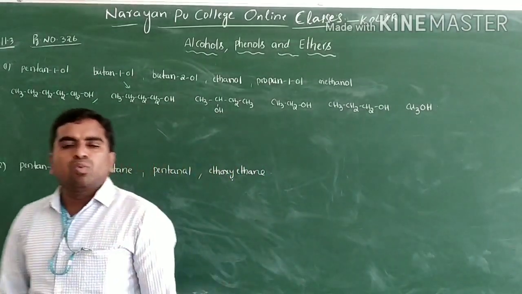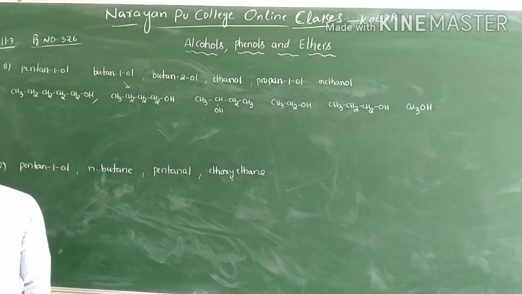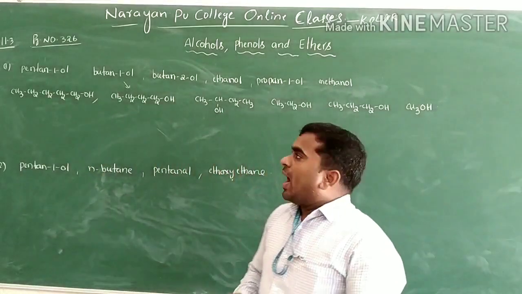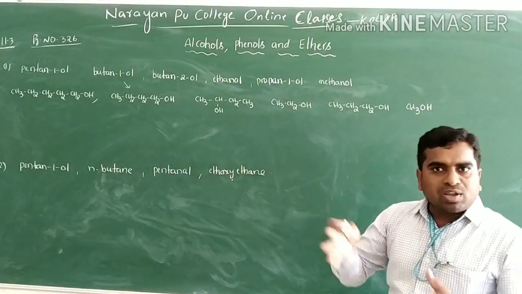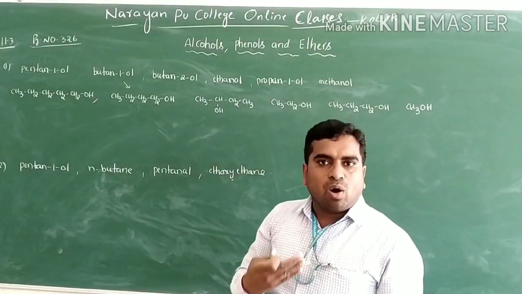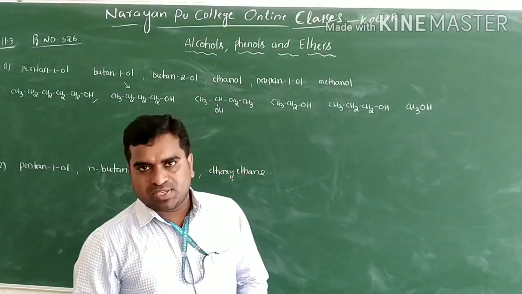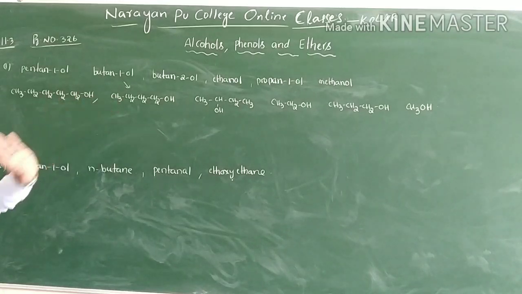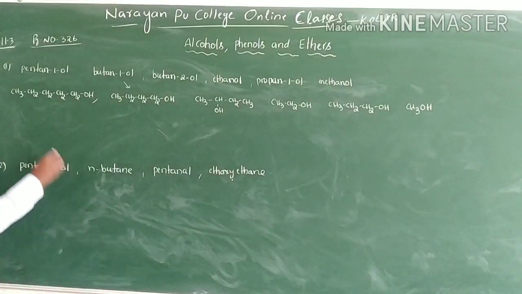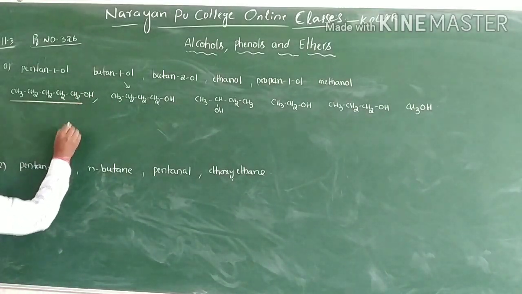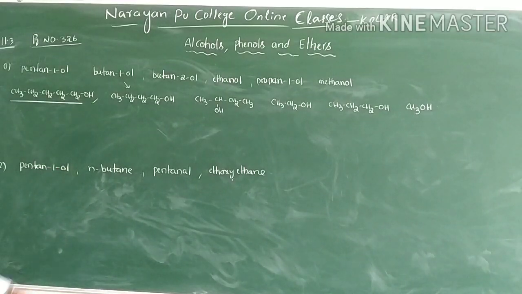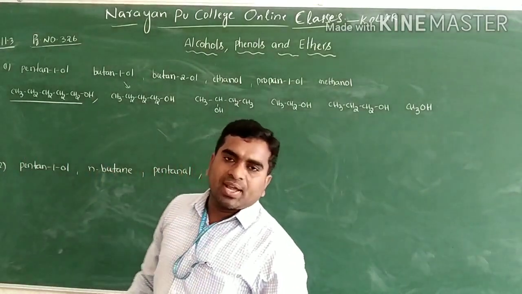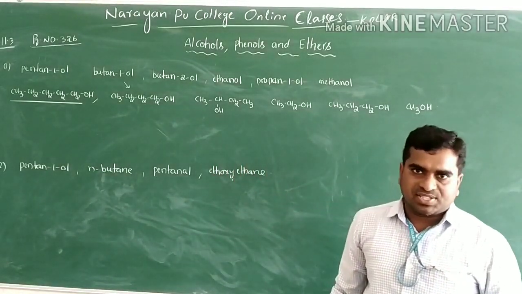So just now we have discussed the boiling points. Boiling points mainly depend upon intermolecular hydrogen bonding and also van der Waals forces. And you know that in these compounds, as the length of the chain increases, van der Waals forces also increase, then automatically boiling points increase.